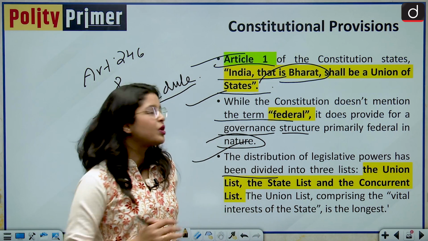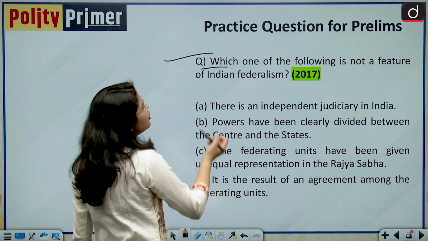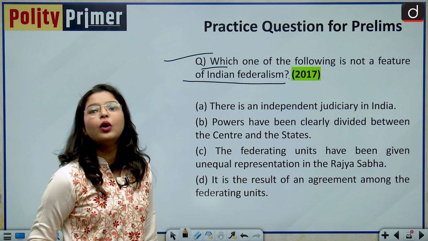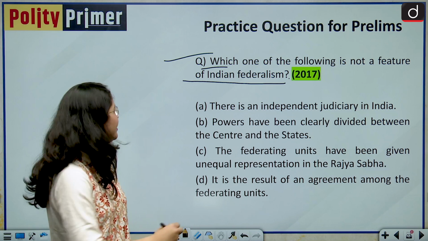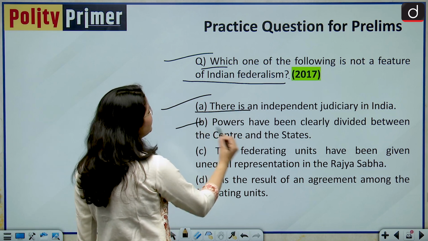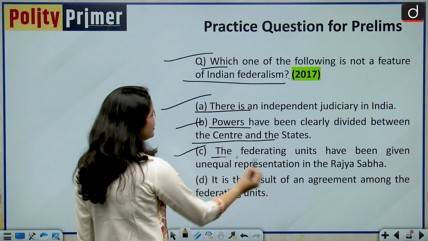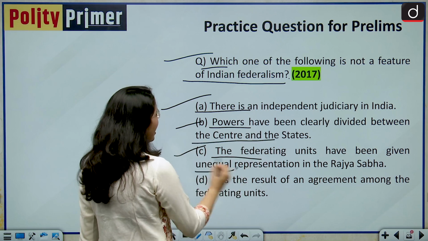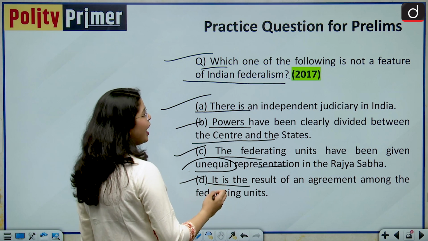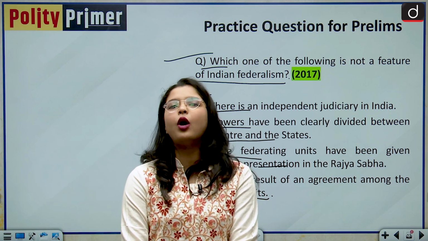Now let us see a practice question for your prelims examination. The question is, which one of the following is not a feature of our Indian federalism? This is a PYQ that was asked in the year 2017. Option A is there is an independent judiciary in India. Option B is powers have been clearly divided between the central government and the state government. Option C is the federating units have been given unequal representation in the Rajya Sabha. Option D is it is the result of an agreement among the federating units. Kindly drop your answers in the comment box below.